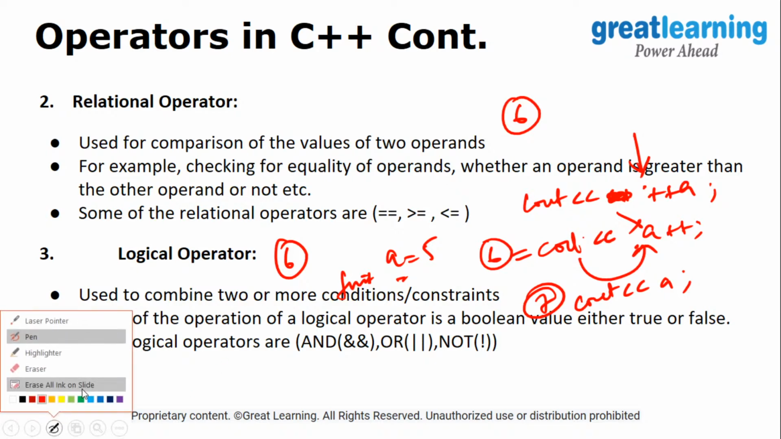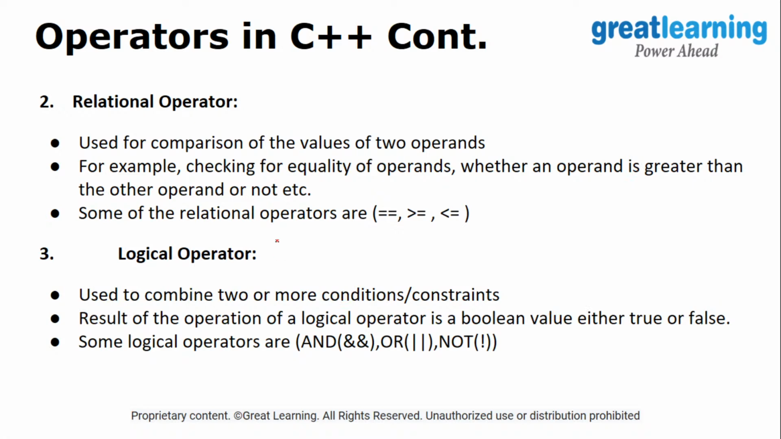And in the next line, when you're trying to print a, you will get 7. Okay, so this is your relational operator. But what about these logical operators? In this, you're checking the conditions or constraints that you can apply.